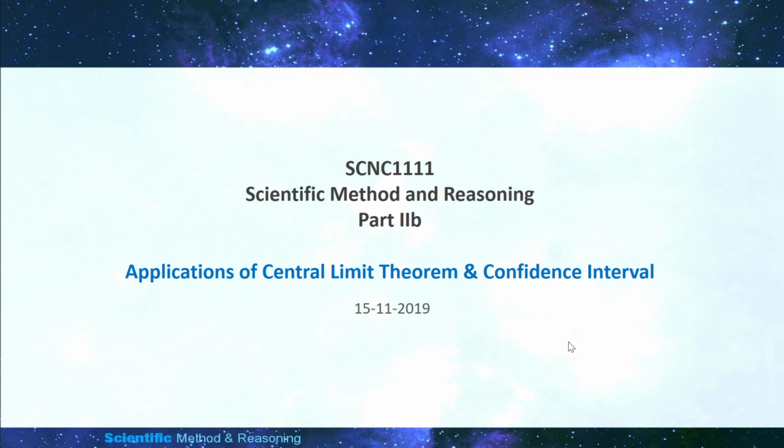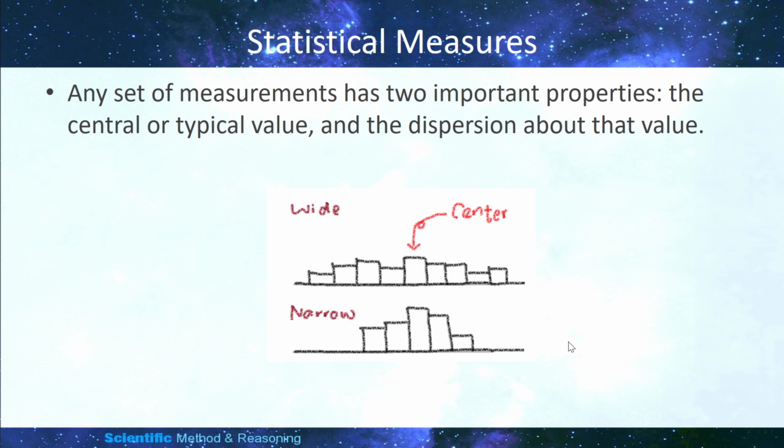Today we're going to talk about the statistics part of the course, and mainly on the applications of central limit theorem and confidence intervals. Now, from last lecture, we talked about the statistical measures, and any set of measurements has two important properties. In order to describe a population, generally we talk about two important properties. They are the central or the typical values and the dispersion about that value.